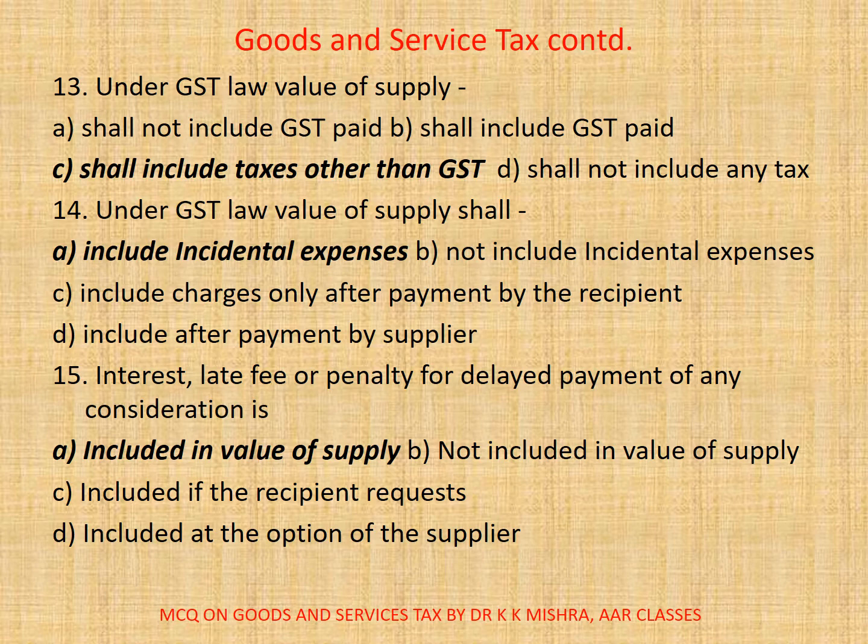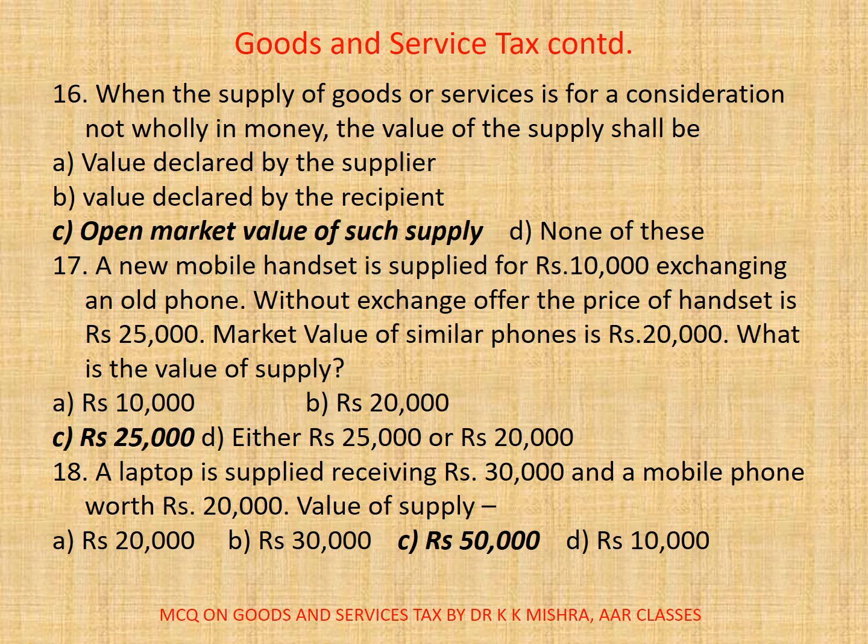The correct option is A, included in value of supply. 16. When the supply of goods or services is for a consideration not wholly in money, the value of the supply shall be: A, value declared by the supplier, B, value declared by the recipient, C, open market value of such supply, D, none of these. The correct option is C, open market value of such supply.